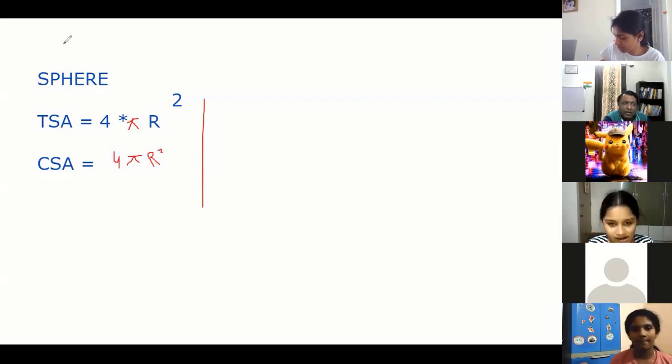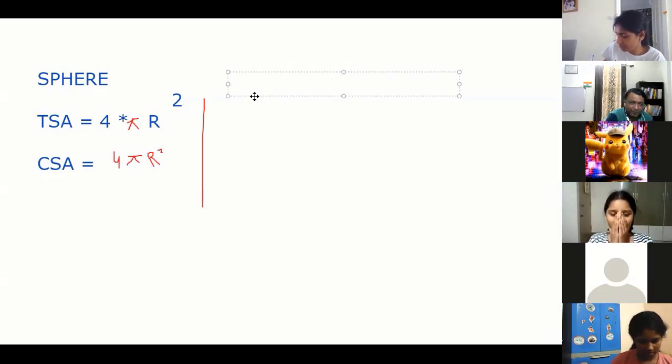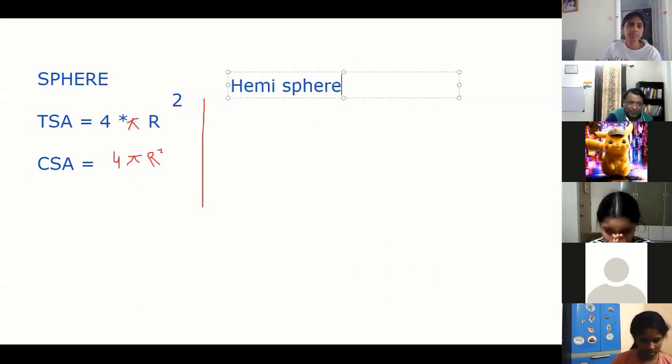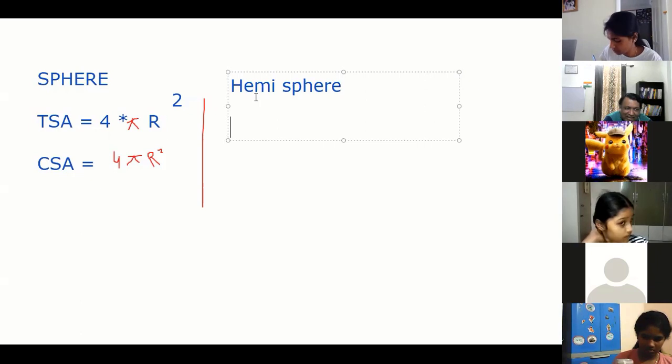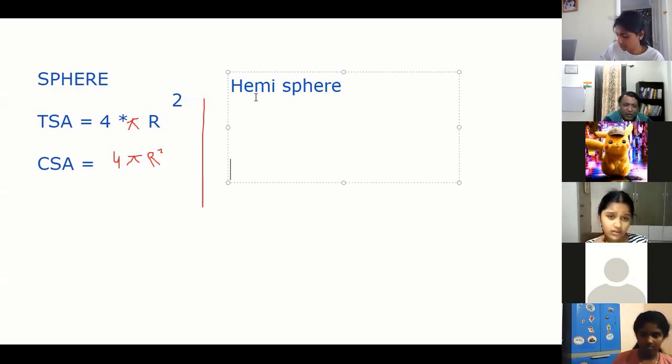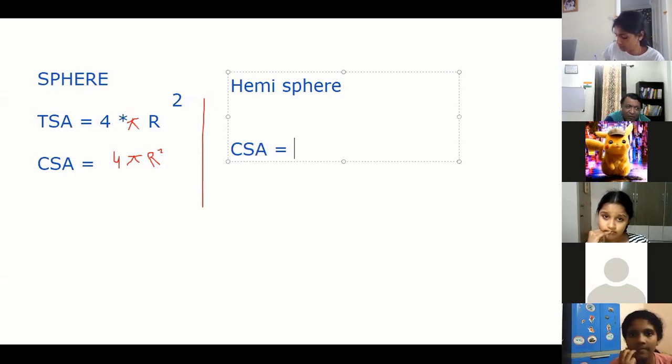Now, if I cut the sphere into 2 different parts, what will it become? Hemisphere. Correct? Like a bowl you have in your home. So if the total surface area is 4 pi r square, what would be the CSA of a hemisphere? 2 pi r square. Correct, 2 pi r square, right guys?